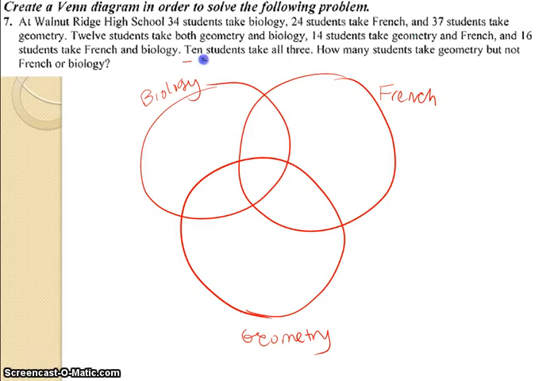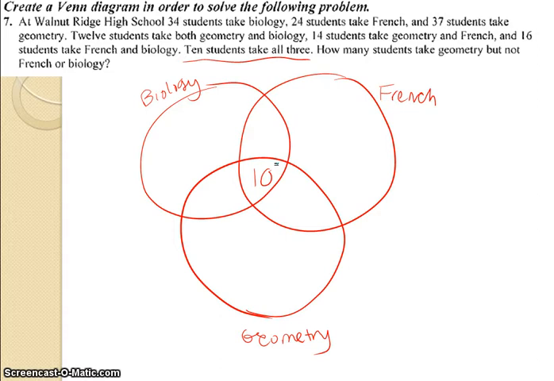I'm going to start with this piece of data. 10 students take all 3. There's only one spot that is all 3, so I'm putting it right here, and I know that 10 students take all 3. I know that for a fact. I know that 10 goes there. Now I'm going to back up a little bit. It says 16 take French and biology. Okay.